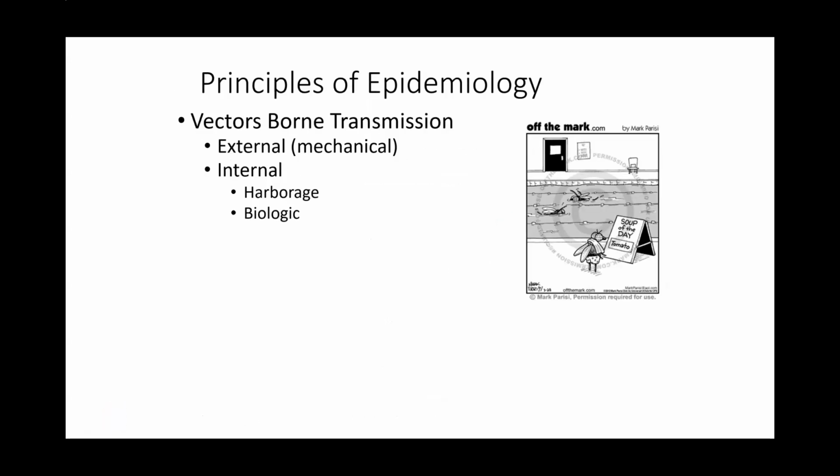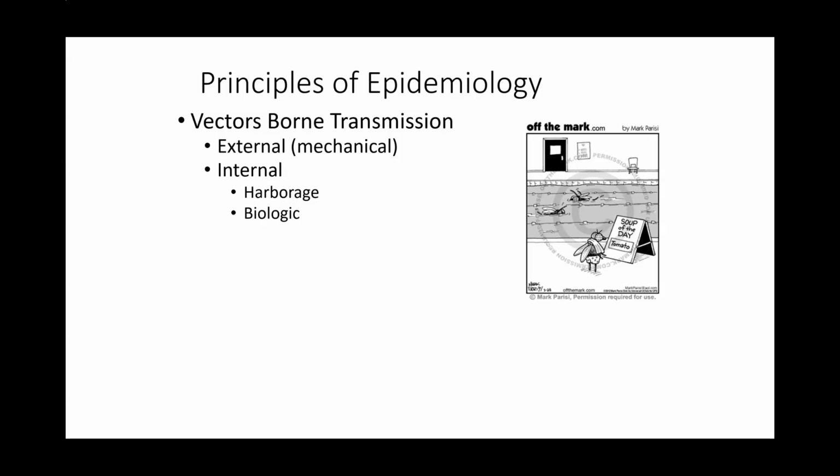Vectors can be external. So they can transmit disease externally, where you have a pathogen and an insect, like a fly, landing on a pile of poop and then moving to your potato salad. So that would be an external. The bacteria get onto its little legs, and then it moves on to your potato salad or your burger, and it transmits that bacteria.